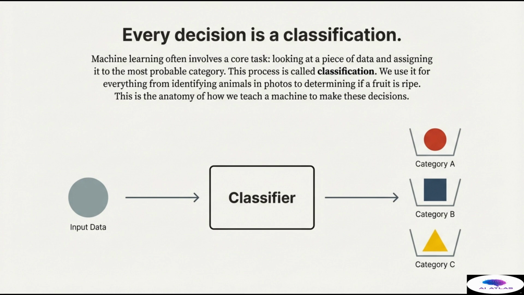As you see in the simple diagram here, the input data, represented by the gray circle, is fed into a black box we call the classifier. The classifier's job, based on its training, is to sort that input. It must choose the most likely outcome from a set of possible categories. In this example, the input is sorted into one of three possible outcomes: Category A, Category B, or Category C, represented by the red circle, blue square, and yellow triangle respectively. This simple anatomy is the foundation of how we teach a machine to make complex decisions.